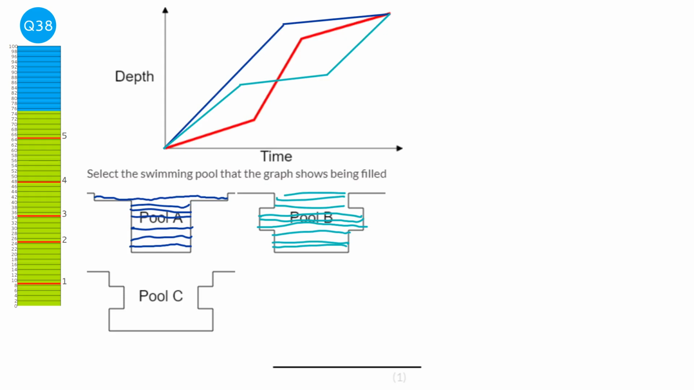Pool C, however, we can see it goes slowly at the start. And then because it's thin, it will go quicker. So nice and quickly. And then it will go slowly again. Well, that is a perfect description of the graph that we're given. So the graph we're given is definitely going to be for pool C.